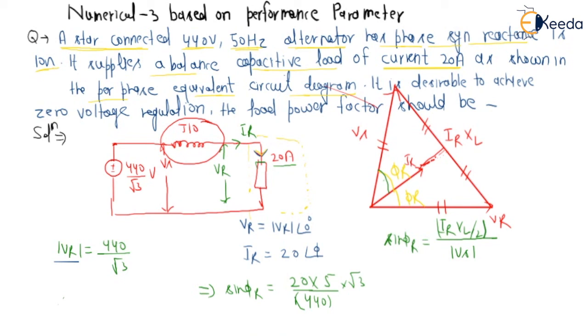So when we calculate directly, cos of phi r will become 0.90138, and if you see in the diagram, this cos phi r is leading. It is given in the question that this load is leading in nature because it is capacitive. So this is all about this numerical. Thank you.